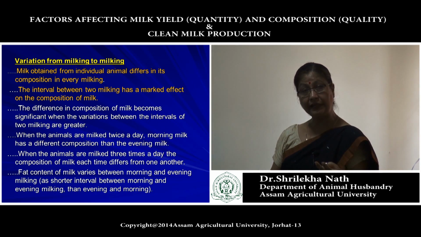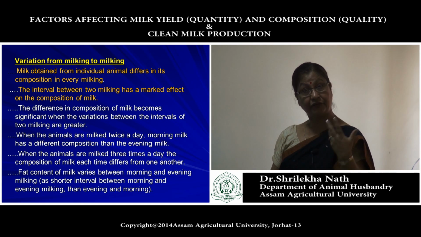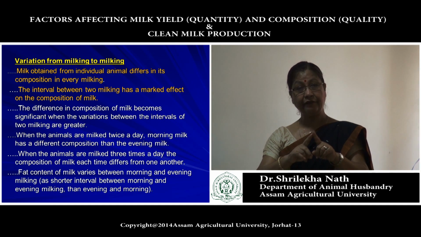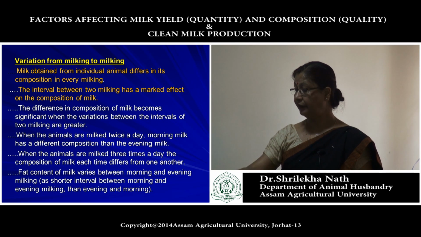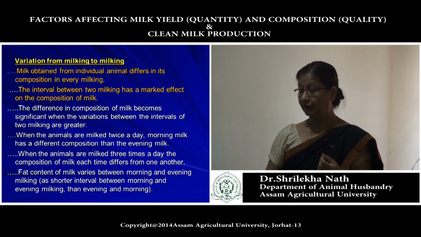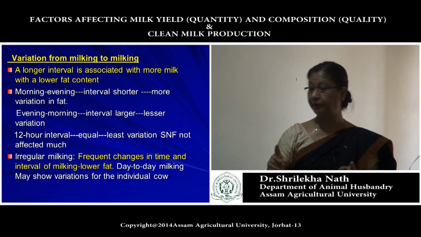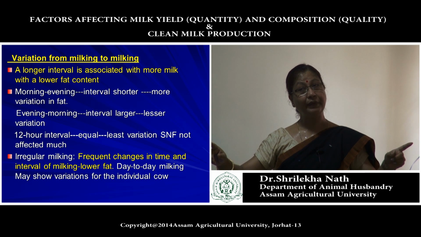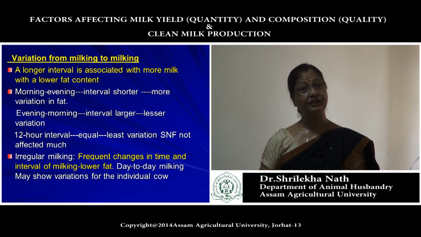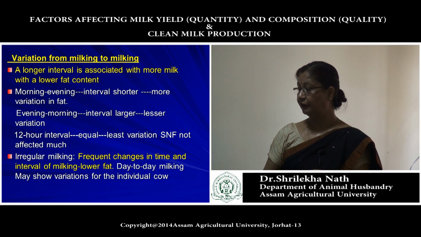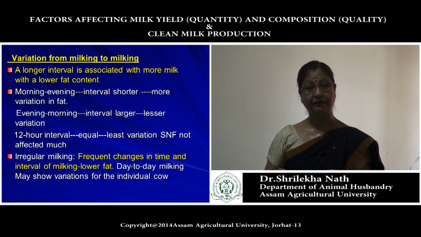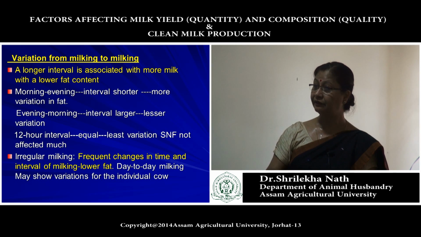When the animals are milked twice, composition will be more. When they are milked 3 times, then also the composition will be more. You see, if the interval is more, then what happened? The variation is less as compared. Variation in the fat, between milking to milking. If there is a long interval, the amount of milk produced will be more, but the fat percentage will be less. Now the morning to evening interval is generally less. And evening to morning, the interval is more.